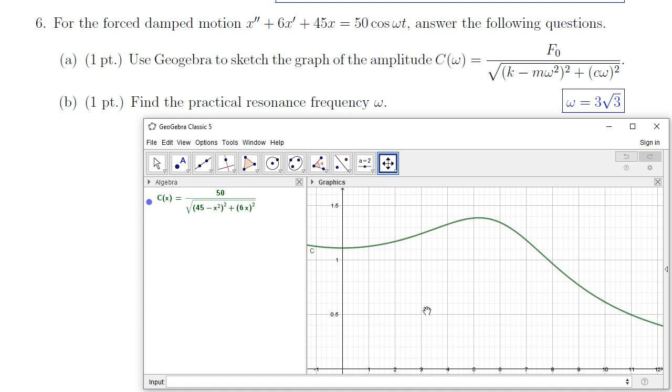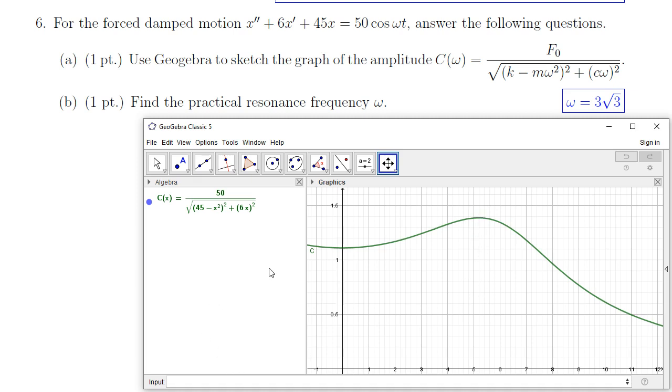So you can see the amplitude in the beginning. Here's the omega axis, and you can see that the amplitude gets larger and larger, and somewhere around this point, which is about 5 point something, and the answer is 3 square root of 3, so it's probably the right number. So at 3 square root of 3 you're going to have the maximum amplitude there.